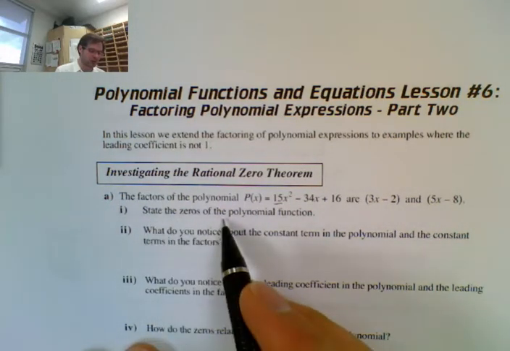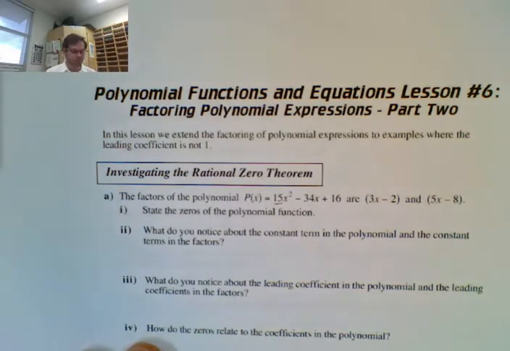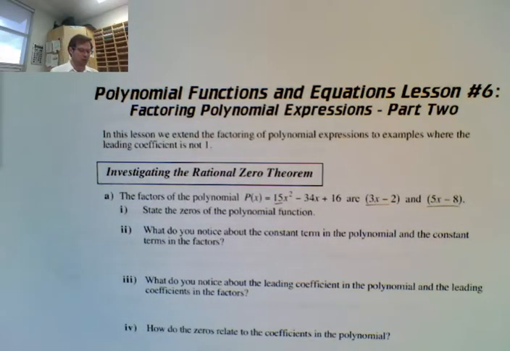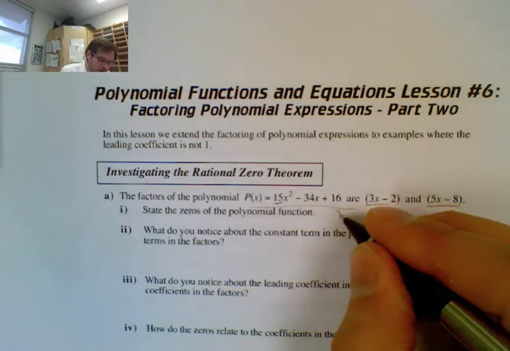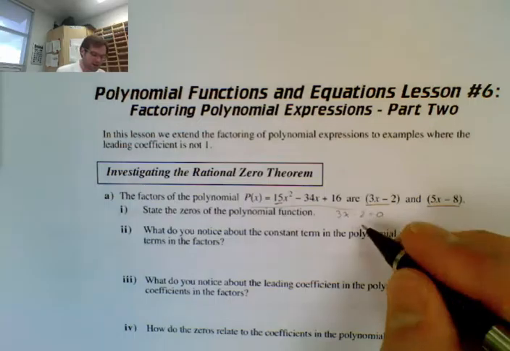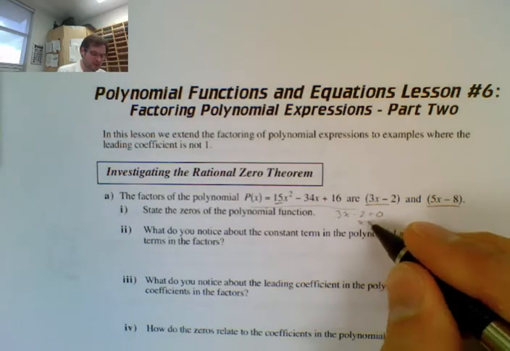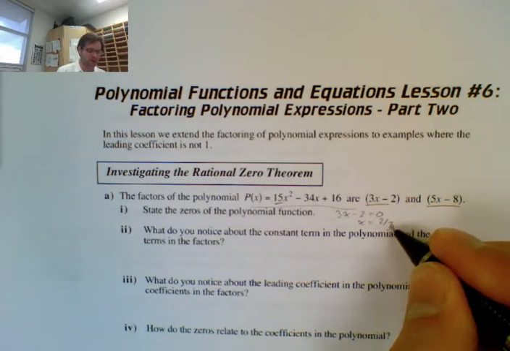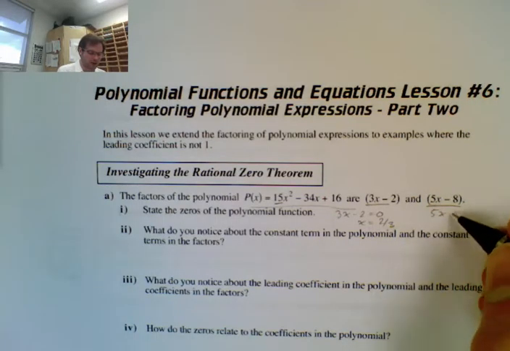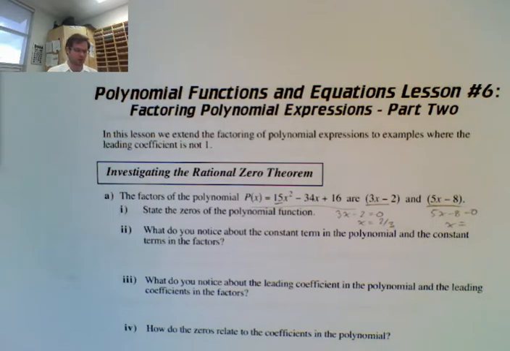It says state the zeros of the polynomial function. So all we have to do is look at my two factors. This polynomial function is nicely factored for us already. I get 3x subtract 2 is equal to 0, and then solve for x, which will give me x is equal to 2 over 3. Make my other factor equal to 0: 5x subtract 8 is equal to 0, so x is equal to 8 over 5.